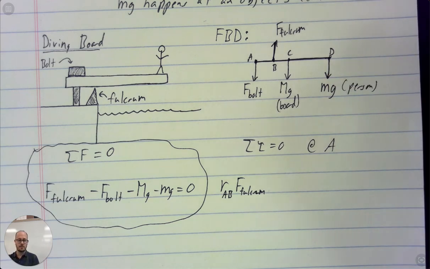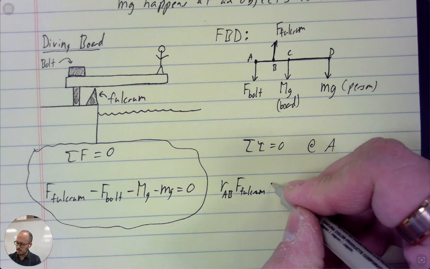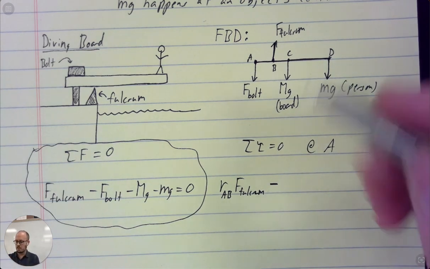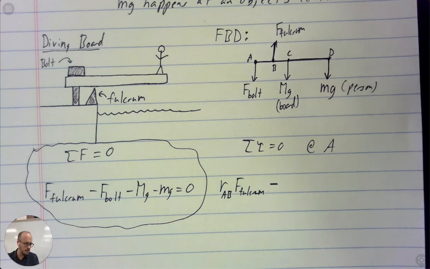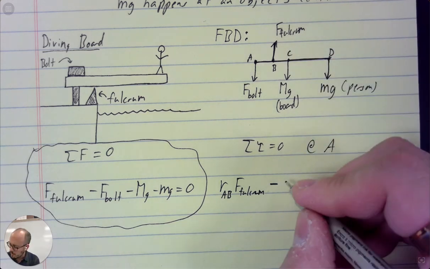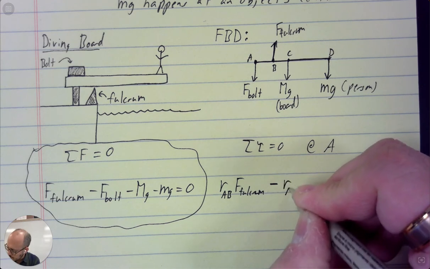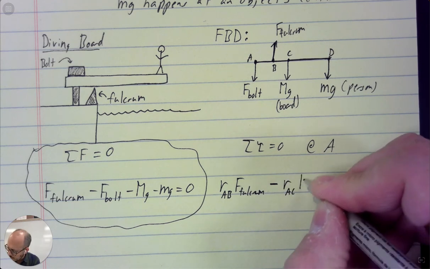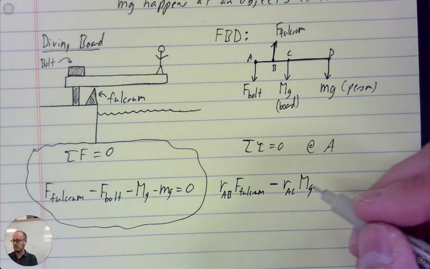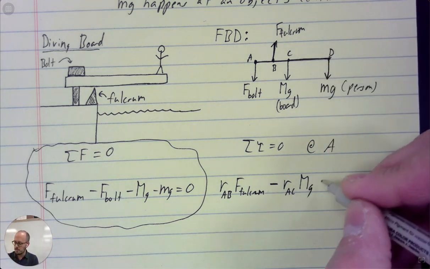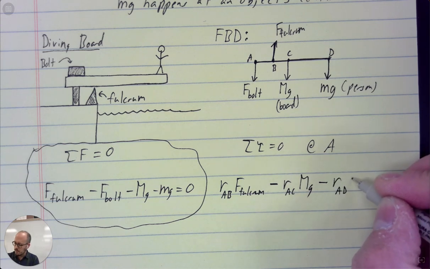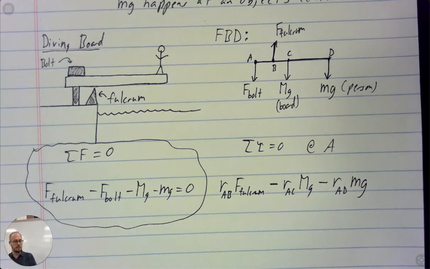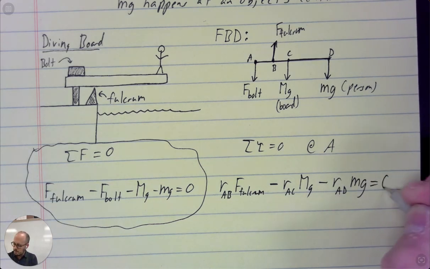Now, all of these forces are up and down, so I'm ignoring the sign of theta because it's going to be 90 degrees each time. So that distance times that force, at a 90-degree angle, is fine. The first negative torque is mg, so that's the R value from A to C times mg, and that's the torque due to the diving board itself. And then R from A to D times the force of the person. And all of this is equal to 0.